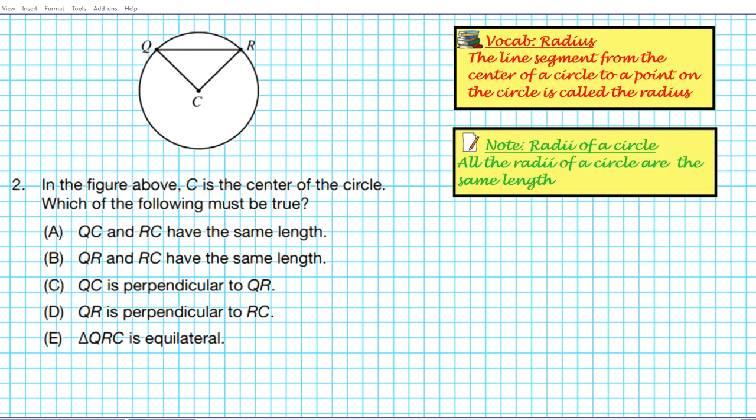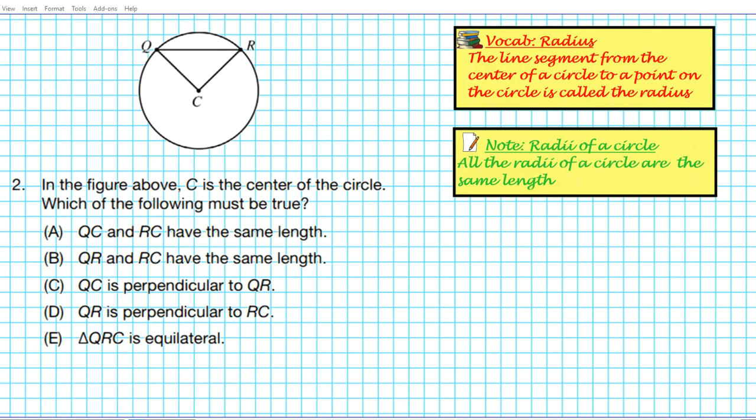Alright, let's take a look at question number 2. It reads, in the figure above, C is the center of the circle. Which of the following must be true? So we have statements concerning the lengths of QC and RC, QR and RC, the perpendicularity of QC and QR, and whether triangle QRC is an equilateral triangle.